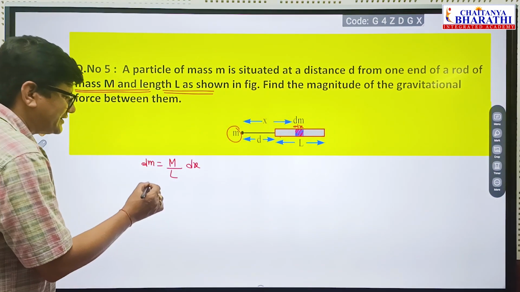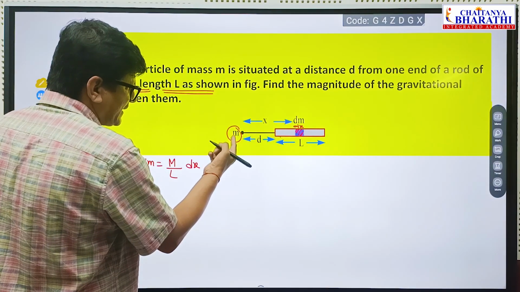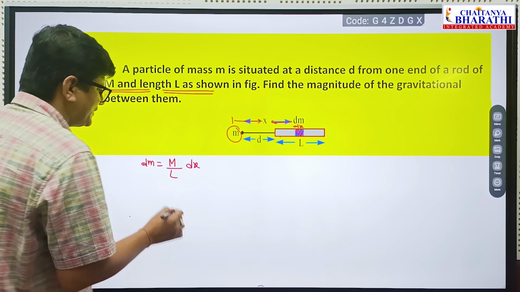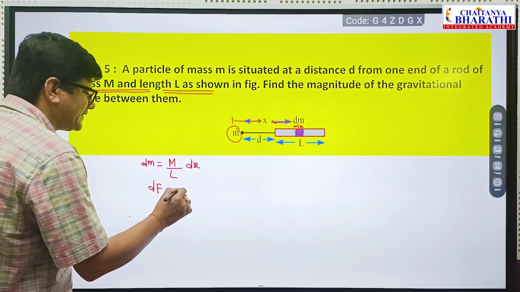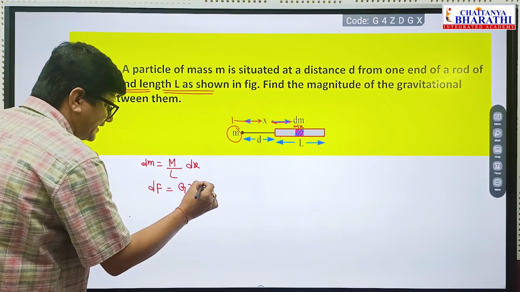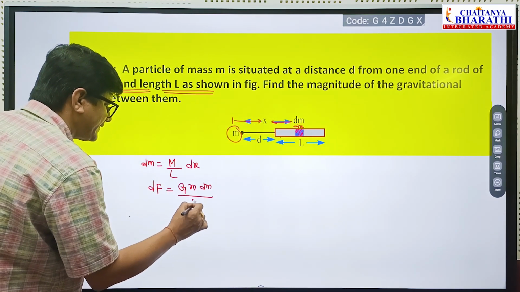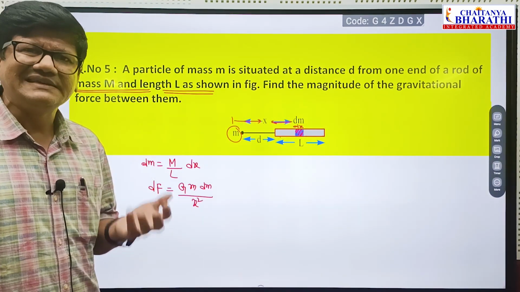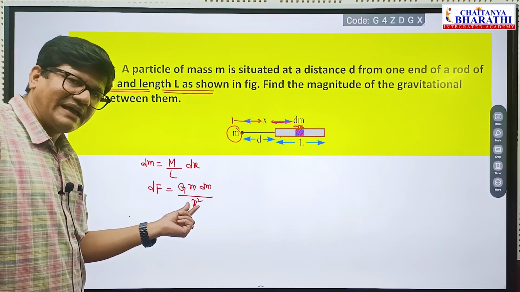Now we calculate the force between this small element mass and this mass. We calculate the force between these two. That small force is G into the point mass, this is small m, and the element's mass dm, by the distance between them, say x, x square. You know the force formula, G m1 m2 by r square. So G into m into dm by x square.